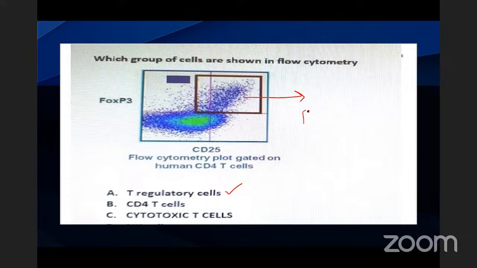And who will tell me, if there is absence of FOXP3, what is the disease? Absence of FOXP3 produces a disease which is called IPEX. Very good. That is very, very classical, which everybody should remember. This is a polyendocrinopathy, immunodeficiency, enteropathy, X-linked disease, which is due to absence of regulatory T cells. And remember, regulatory T cells are immunosuppressive cells. They suppress the immunity.